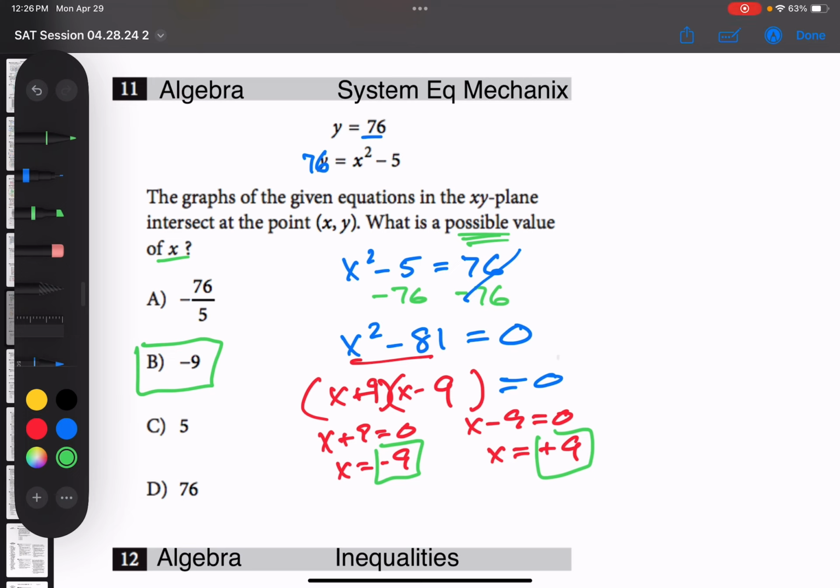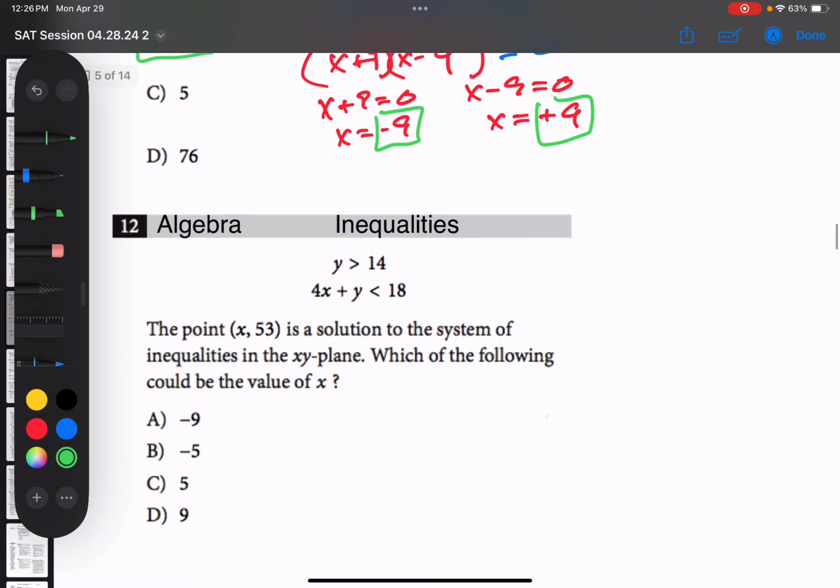Now, with these questions, be careful. Sometimes the question is going to say, what is a positive value? You see how the word possible and the word positive sort of look the same? If you're rushing, you might read it as positive instead of possible. And then you're like, oh man, I'm looking for that positive 9. I don't have an answer. Please reread the question. Verify the answer in the question. It's asking for possible, so it can be either 9 or negative 9.